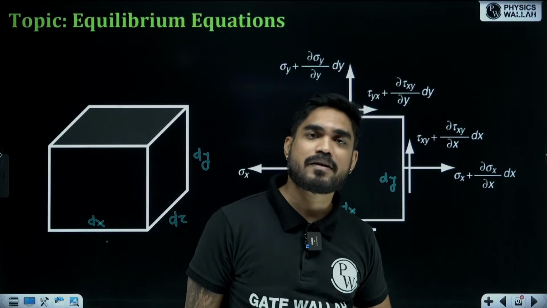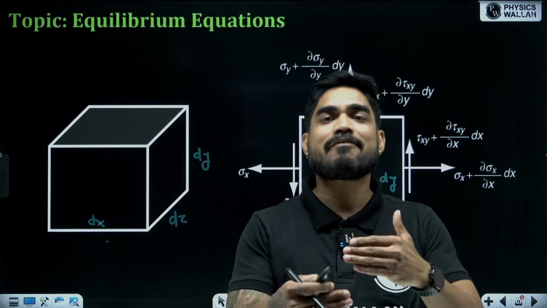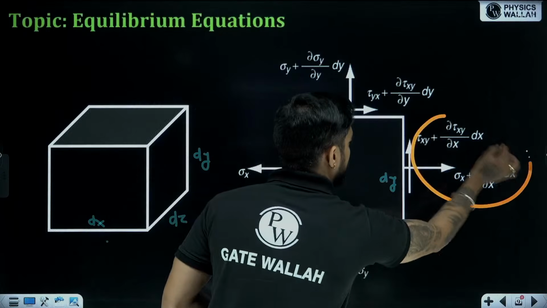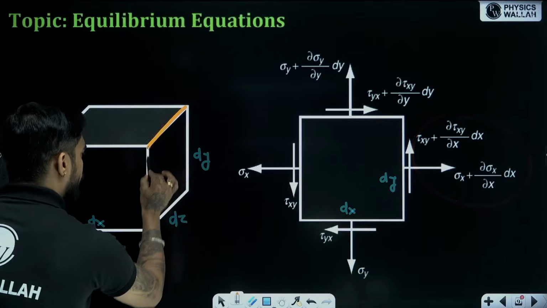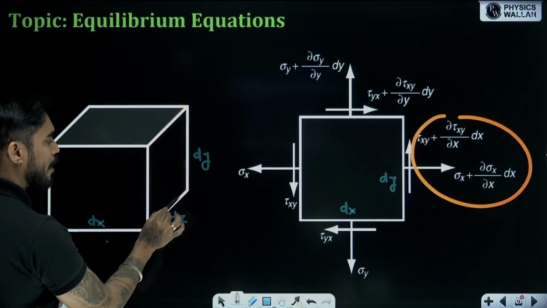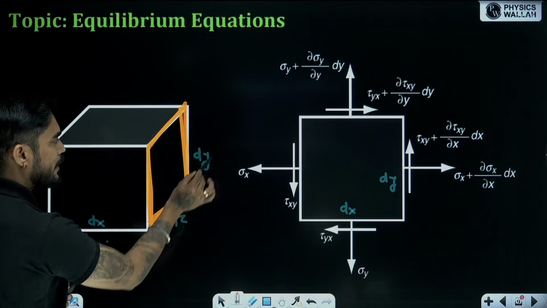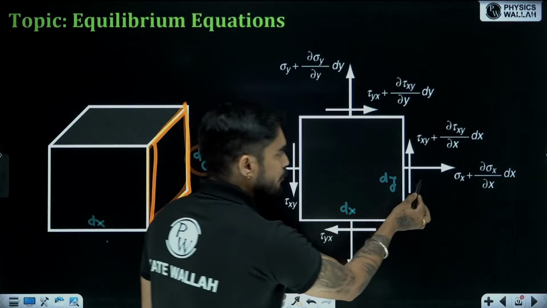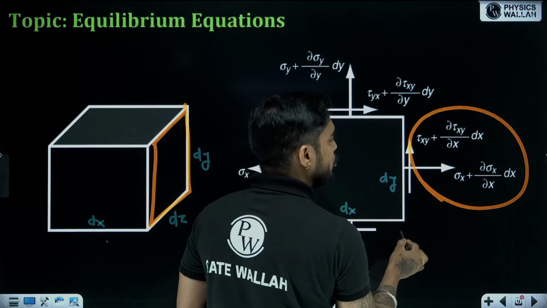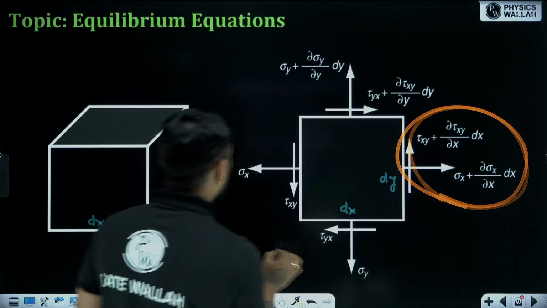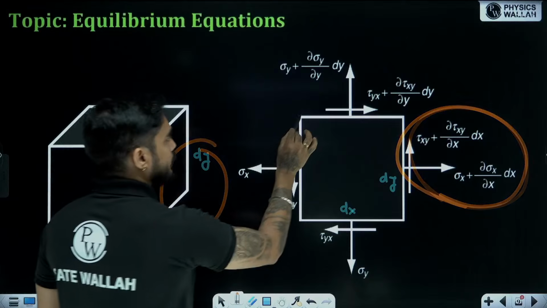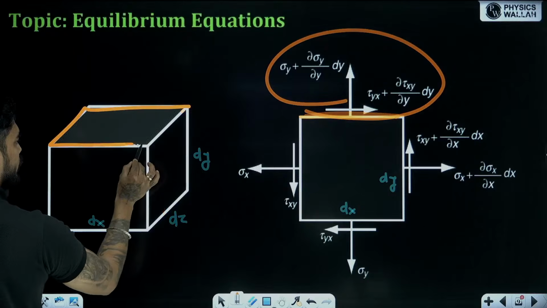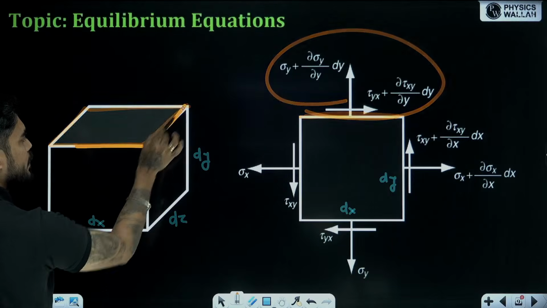How can you convert them into forces? By multiplying with area. For example, all these stresses are acting on this plane, right? What will be the area of this plane? The area will be dy into dz. It's a rectangle, so dy into dz. So if you want to convert these stresses into forces, you will multiply with dy dz. Then all these stresses are acting on this plane. What will be the area? Dx into dz.